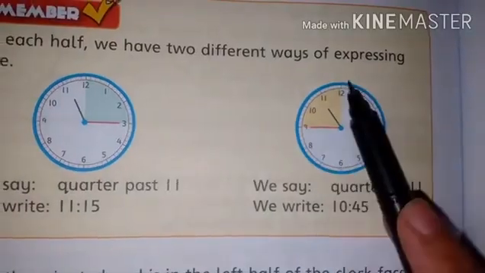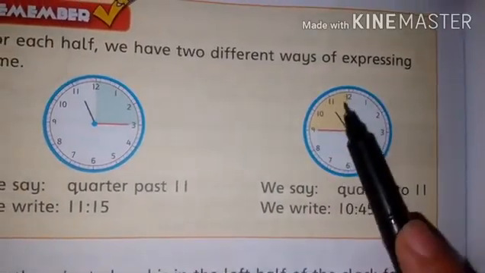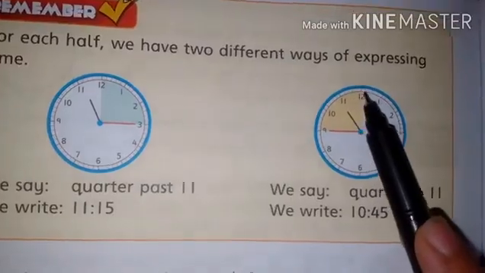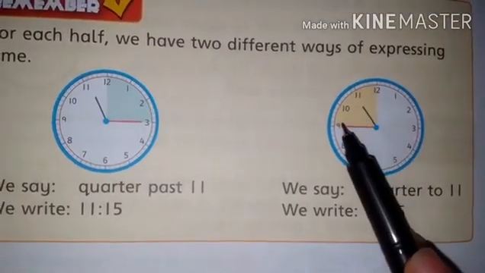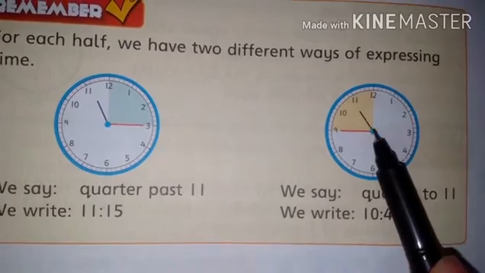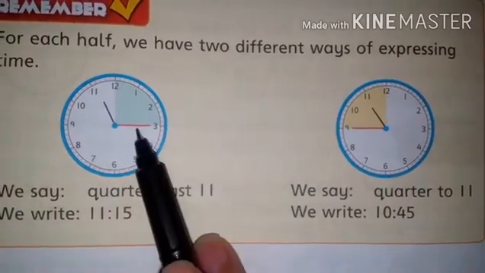Now you can see, how many minutes in between this area? 9 to 12, 5 minutes here, 5 here and 5 here. So 5 plus 5 is 10, 10 plus 5 is 15. So this portion also shows 15 minutes, and this portion also shows 15 minutes.